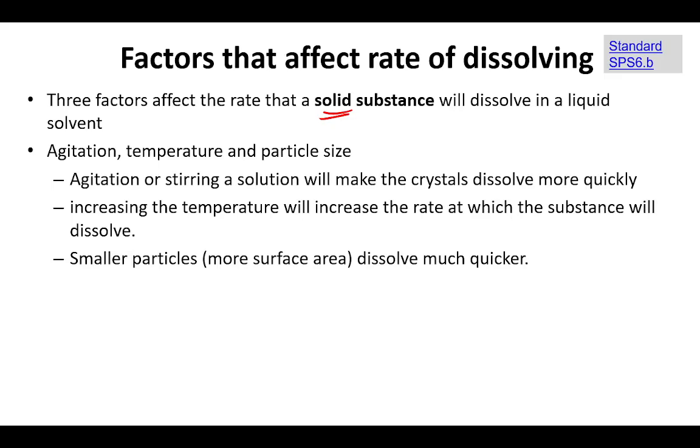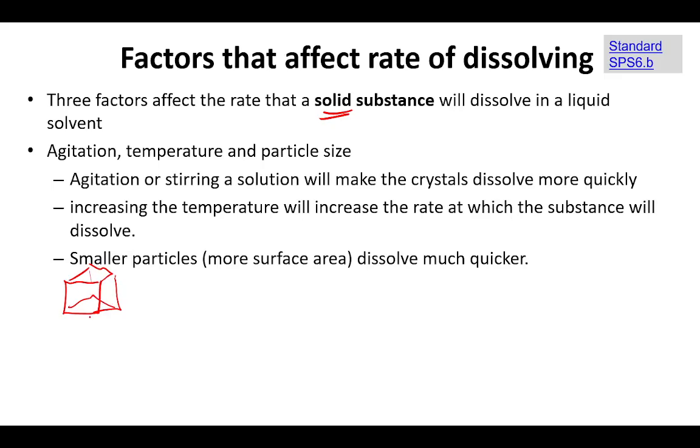The other thing that will actually make particles dissolve faster is increasing the surface area. And the easiest way to increase the surface area is to have smaller particles. So if you have a large chunk of something that you're trying to dissolve, breaking it up into smaller pieces or crushing it up into a powder will make it dissolve faster. When you have a cube, there is only a limited amount of surface area.